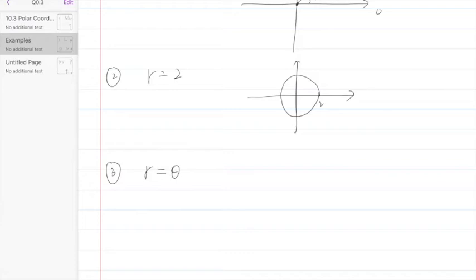Okay, let's try something a little bit harder. Let's try r equal theta.